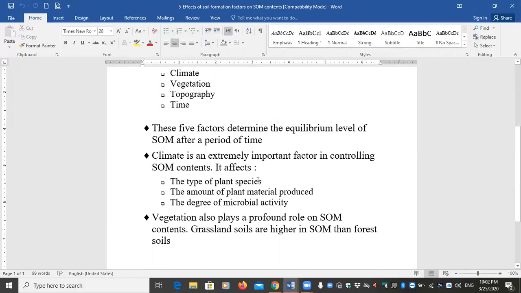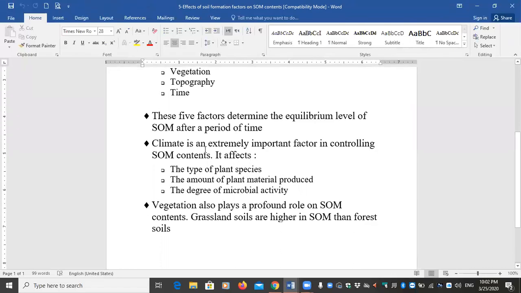Of course, what are the species? Do we have grasses? Do we have forests? Do we have deserts? It all depends on the climate, how much rainfall there is, and the temperature, the amount of plant material produced. If you have plenty of rain all the time and warm temperature, plants grow all the time, and that means the plant material which is needed to produce organic matter will also be a lot.